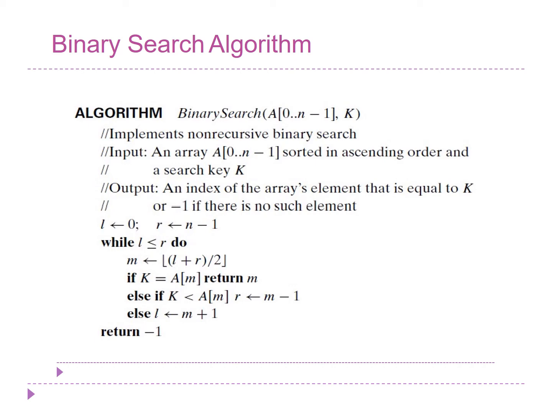The algorithm consists of a while loop in which the middle index is found at each iteration. The element at the middle index is compared with the search key k. If it matches, the search key k is returned. Else, the half of the array in which the search should proceed in the next iteration is selected, and the search continues.